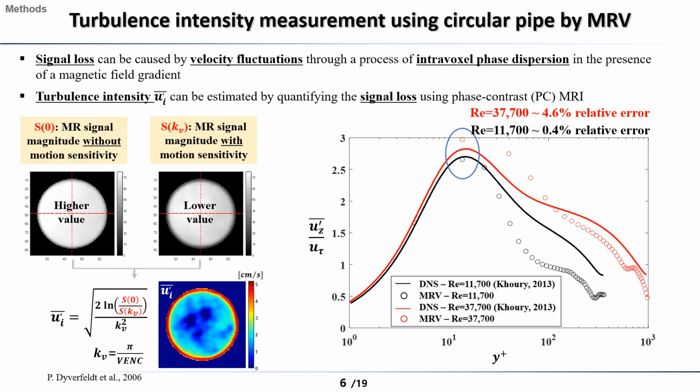This indicates that MRV has good accuracy in measuring the peak of turbulence intensity and can effectively capture the main characteristics of turbulence intensity. Additionally, Venc is flow sensitivity. In this formula, it is calculated as pi divided by Venc, and Venc is the parameter that we directly set before conducting the MRV experiments. A lower relative error can be achieved between MRV and DNS data at the center region of the circular pipe by setting a higher Venc value.